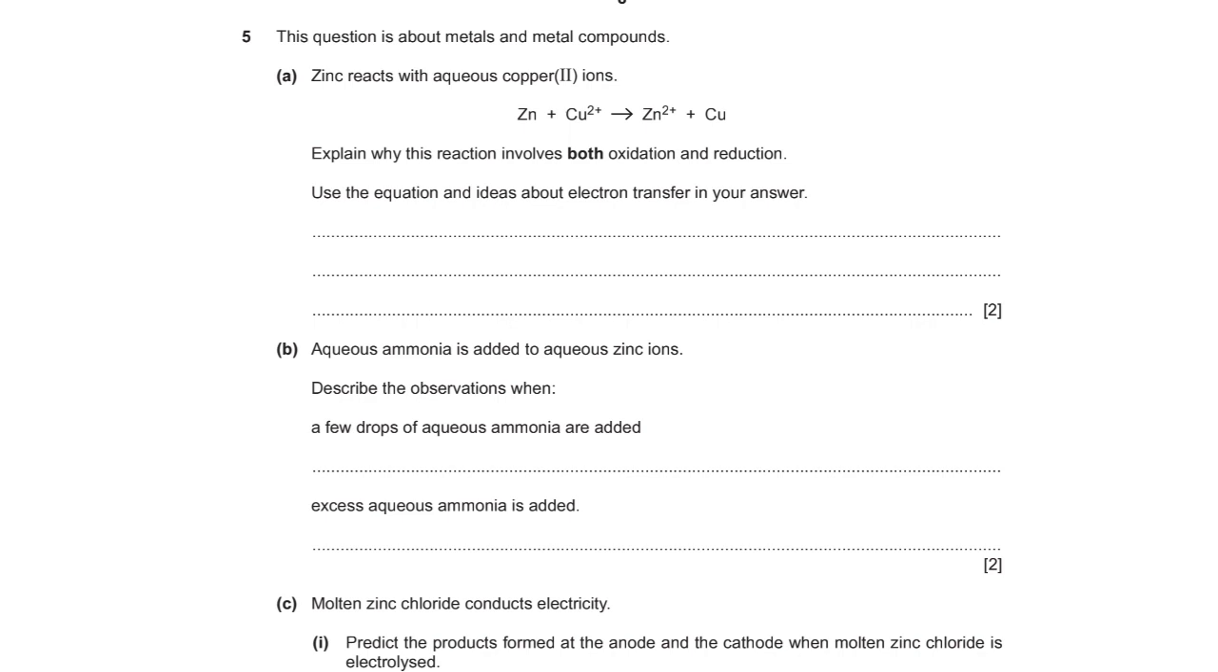Okay, so zinc reacts with aqueous copper ions. Explain why this reaction involves both oxidation and reduction. Now, zinc and copper, since they're free elements, always have a zero charge. So zinc is moving from 0 to +2, which means it has lost 2 electrons. And if you don't remember, you can remember it like this: OIL RIG. Oxidation is loss of electrons. So zinc is losing electrons, so zinc is getting oxidized.